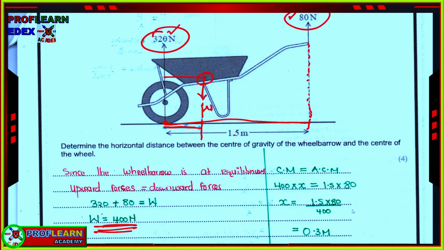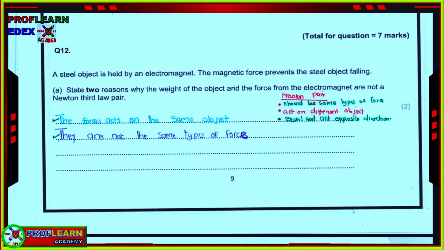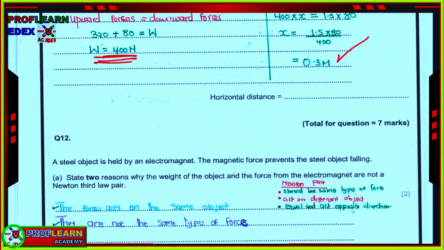So working it out, we are going to get 0.3, and the horizontal distance is actually 0.3. Then we need to transfer this here so that we can be able to make the examiner happy.